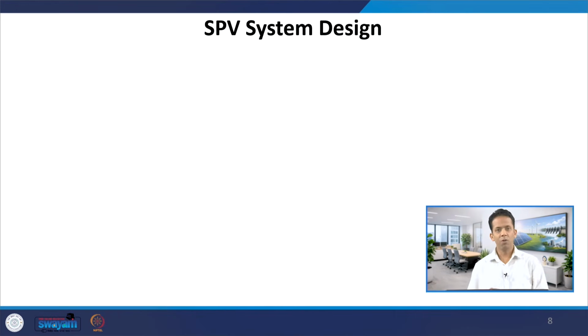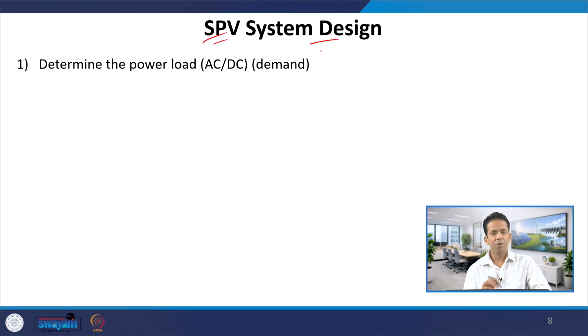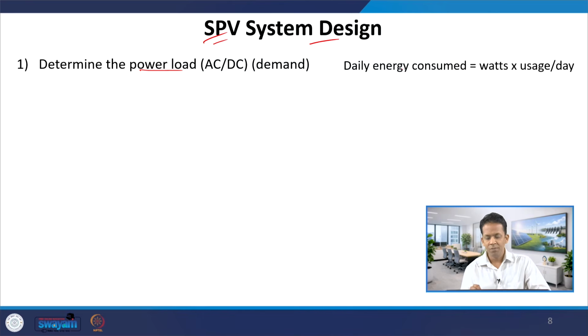So now coming to the standalone solar PV system design. If you go step by step, the first step would be to determine the power load. What is the demand? Whether it's AC or DC, what is the total power load or demand? It will be calculated using a simple formula: daily energy consumed would be the rating of the equipment, that is watts, times usage per day.